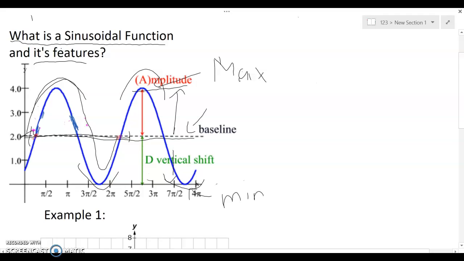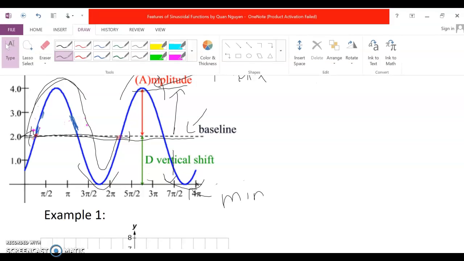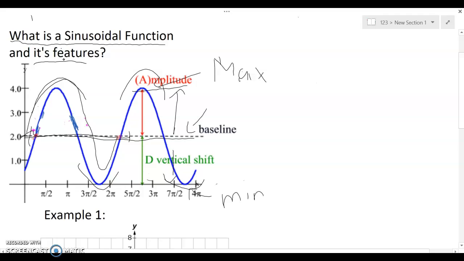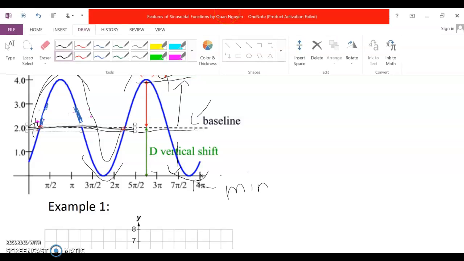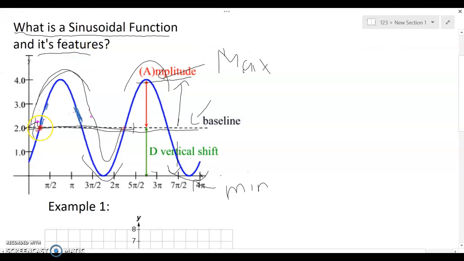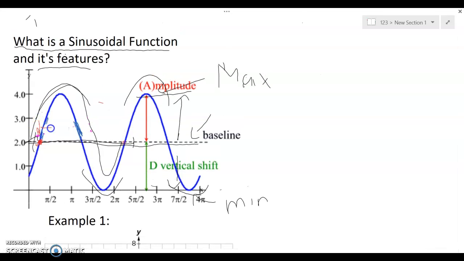Alright, so right now we'll talk about the period of a sinusoidal function. The period of a sinusoidal function is how much change in x would be needed for it to repeat back to the same point. For example, right here, you start at this point, and you need to see how much change in x would bring you back to the same point, which is right here. The space between these two would be called the period. Alright, so let's just put this into action.